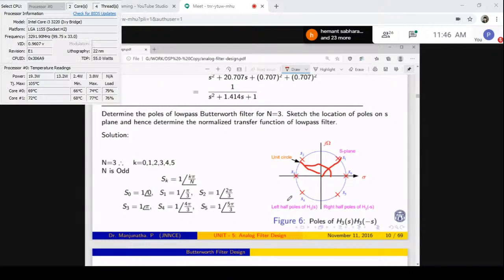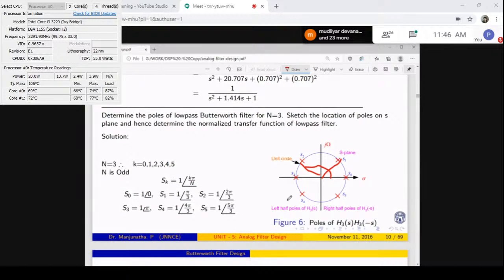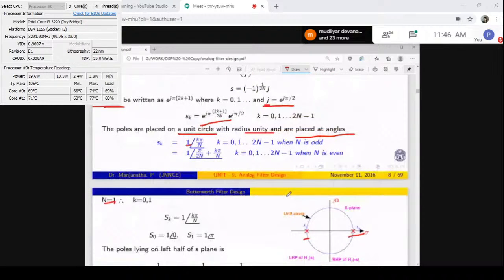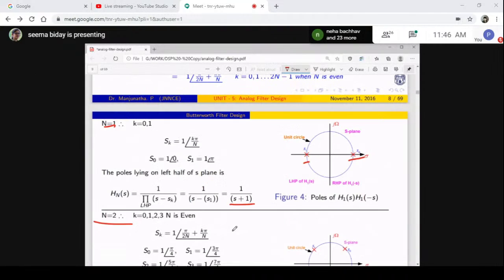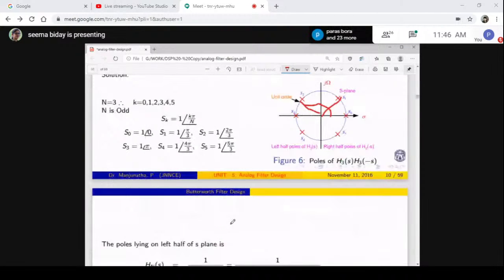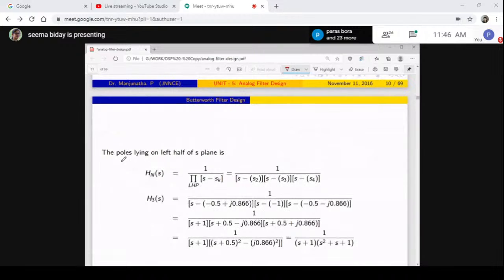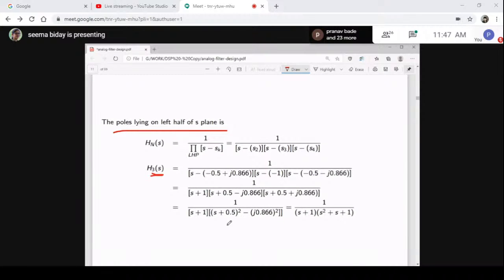Once the poles are determined, only one formula you need to remember. This formula, right? Now, once the poles are known, you can write down H of S. Why 3? Because the order is 3. The poles lying on the left half of the plane are S minus S2, S minus S3, S minus S4. So now get the values and write down the equation. This is the transfer function H of S for order 3.